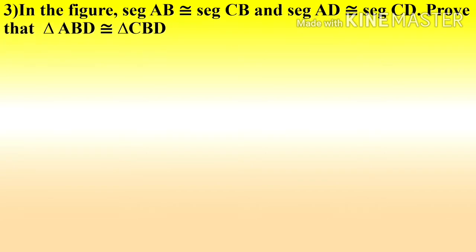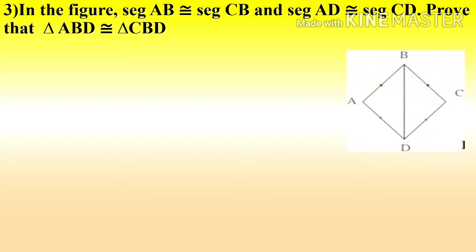Now student, now we will move to the next question. Question number 3 is, in the figure, segment AB is congruent to segment CB and segment AD is congruent to segment CD. Prove that triangle ABD is congruent to triangle CBD.